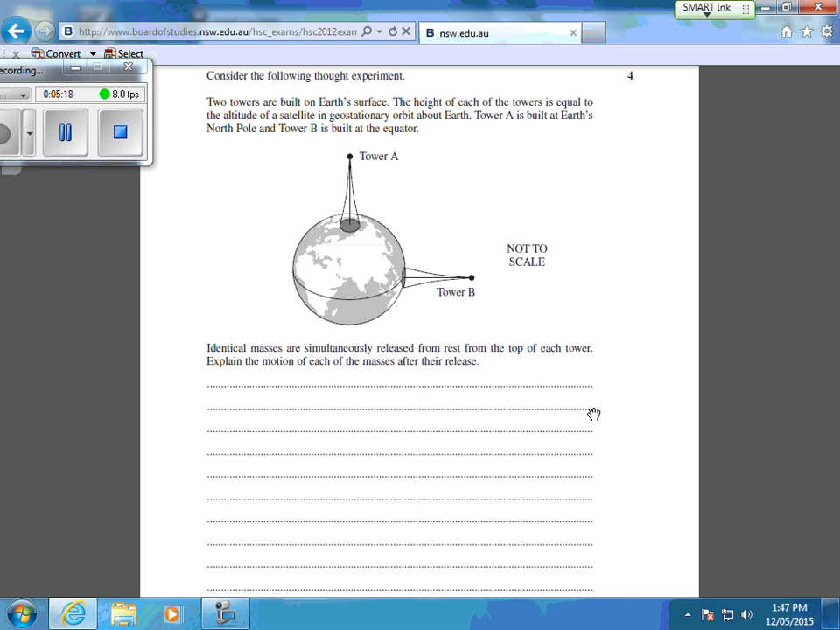Tower A is built at the Earth's North Pole, and Tower B is built at the equator, and they've got a picture of it there. Identical masses. It doesn't matter what size the mass is, but identical masses are simultaneously released from rest from the top of each tower. Explain the motion of each mass after their release. When you look at the question, you'll note a couple of things to be able to answer it. What's the first thing you should note in the question?